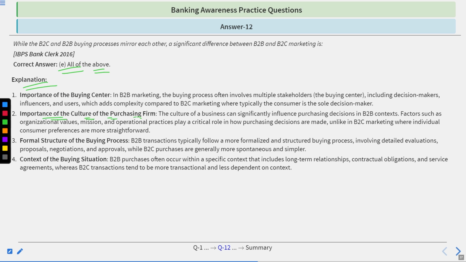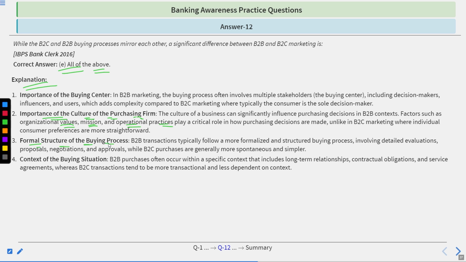Importance of the culture of the purchasing firm. The culture of a business could significantly influence purchasing decisions in a B2B context. Factors like organizational values, mission, and operational practices play a critical role in how purchasing decisions are made, unlike B2C marketing, where individual consumer preferences are more straightforward.